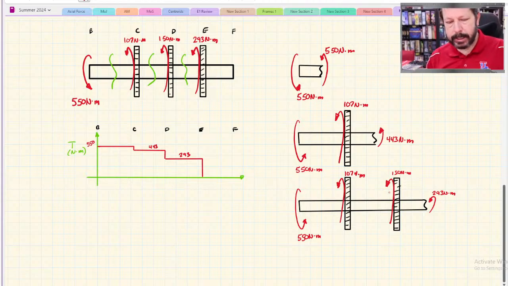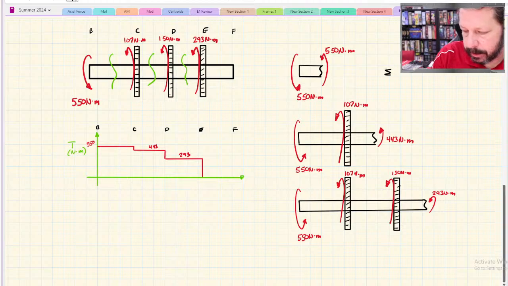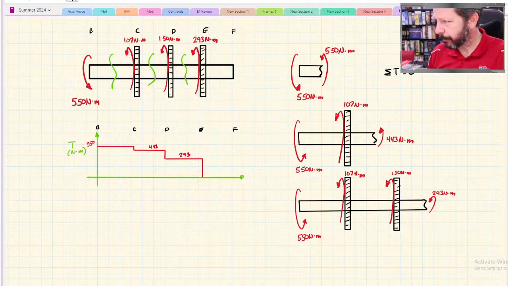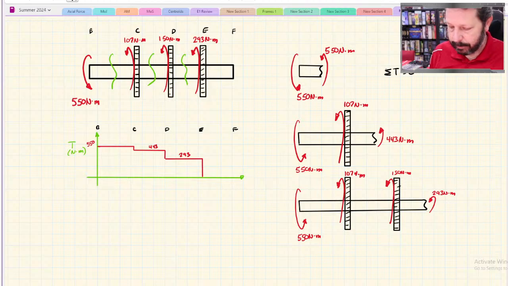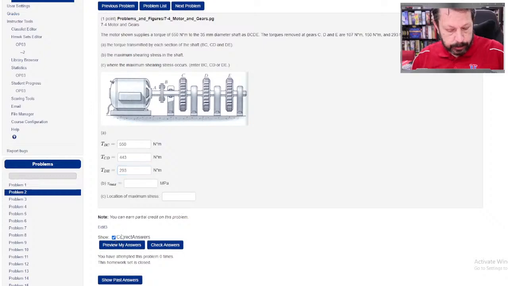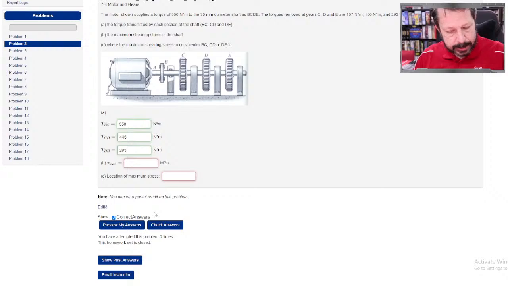In each one of these free body diagrams, I'm writing basically summation of torques equals 0, which we've done before. We just called it summation of moments. And so that's what I'm writing in each one of these equations here. I just didn't write it out. So 293 for the last one. So those should all be correct, hopefully. Yes. All right.